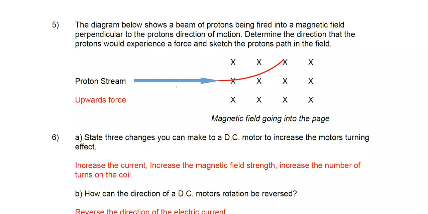Well, if the magnetic field is going into the page, again using Fleming's left-hand rule, initially as they go in, the force is going to be upwards. That's going to cause the path to change, and then the force is always going to be at right angles to the direction of motion. So initially the force is upwards, as we're looking at from the paper, but that's going to cause a corkscrewing kind of effect, rotating around a single point.